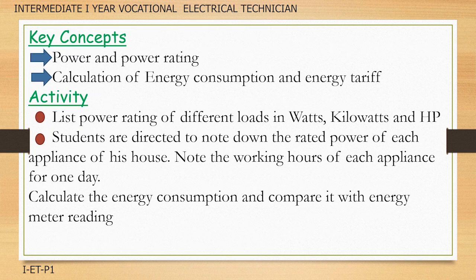Key concepts: power and power rating, calculation of energy consumption and energy tariff. Activity: list power rating of different loads in watts, kilowatts and HP. Students are directed to note down the rated power of each appliance of their house. Note the working hours of each appliance for one day. Calculate the energy consumption and compare it with energy meter readings.